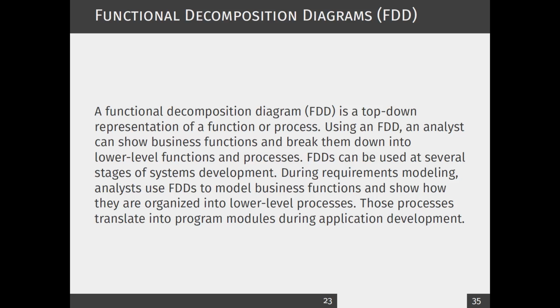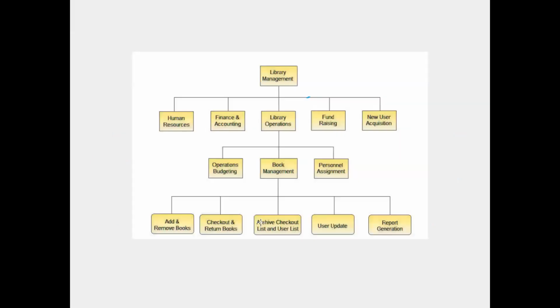Now, let me explain with an example. I hope you can see this diagram. Let's say in this particular case, we are going to develop an information system for a library. So we can simply say this is a library information system. The main module, or main function or main process, is library management. That is the first one. So we are going to manage a library.